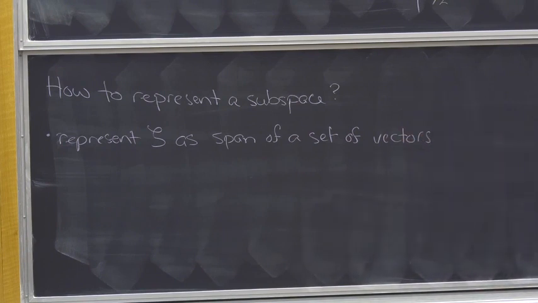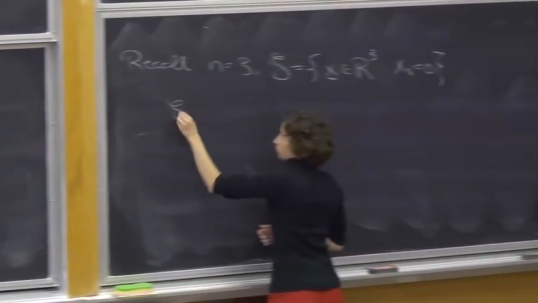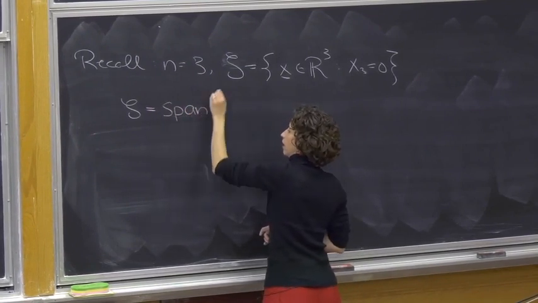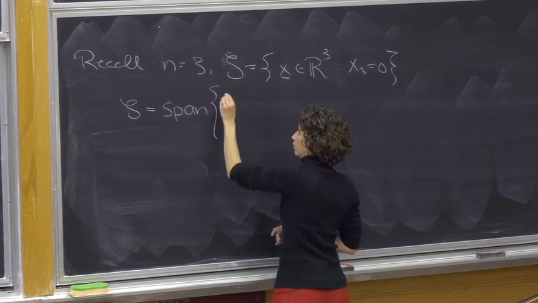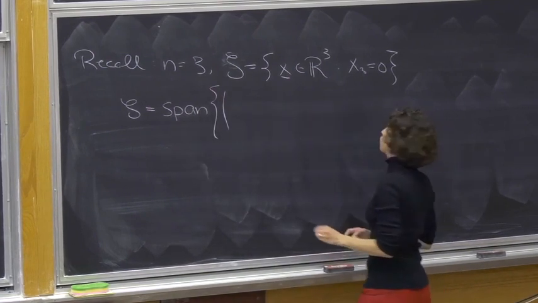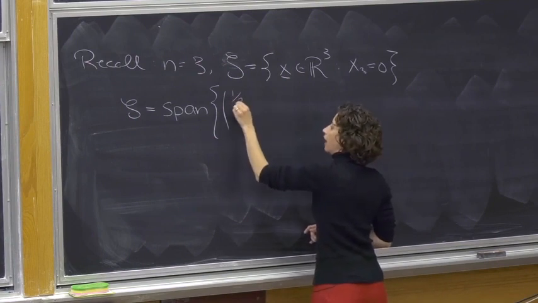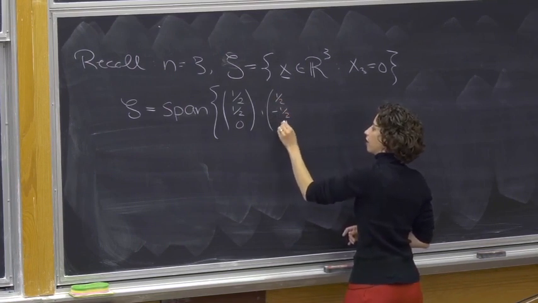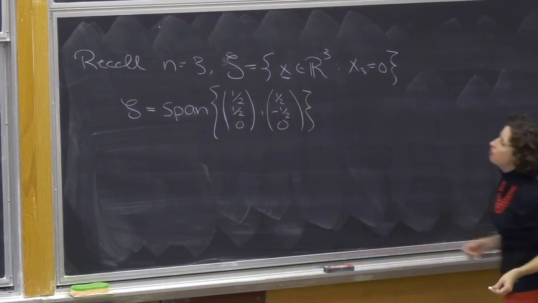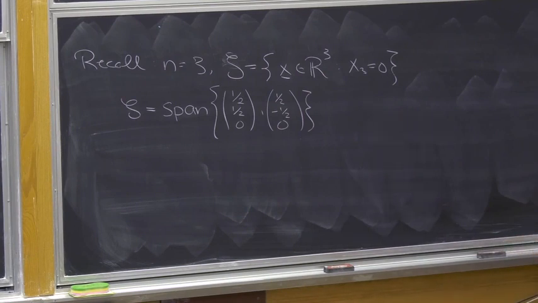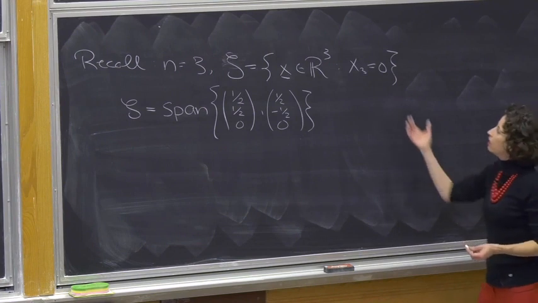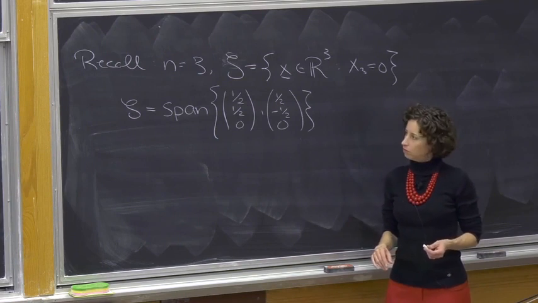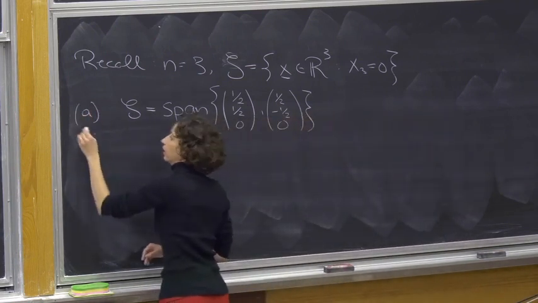So in this context here, we could write that S is equal to the span of two vectors. Let's call them 1/2, 1/2, 0, and 1/2, negative 1/2, 0. Okay, so there's two vectors, and I can represent any vector with the third coordinate as 0 as being a weighted sum of these two vectors. Okay, so that's one option.